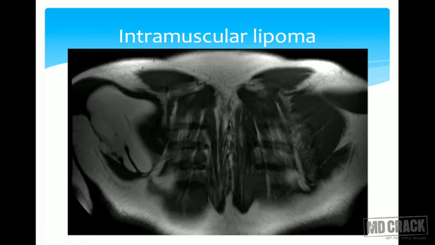Other soft tissue masses include, this is a lipoma. This is a T1 weighted coronal image of the shoulder joint. So this is the teres minor muscle over here, and this T1 hyperintense structure within the teres minor is an intramuscular lipoma.